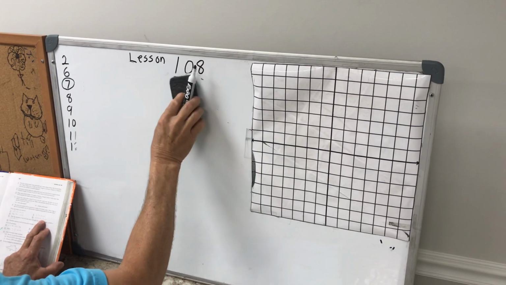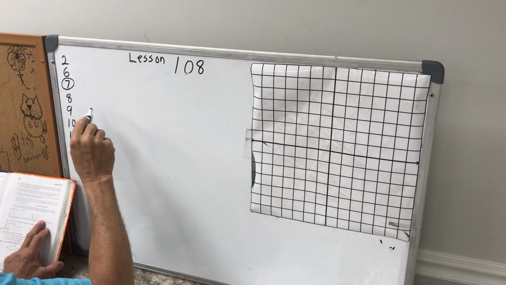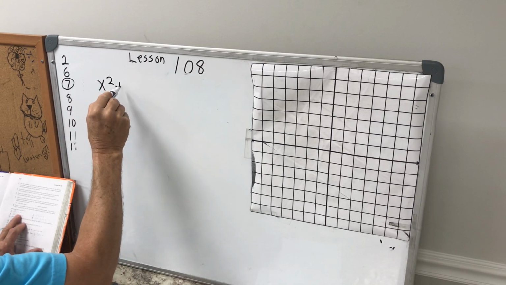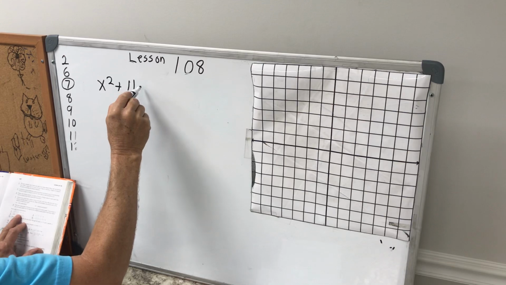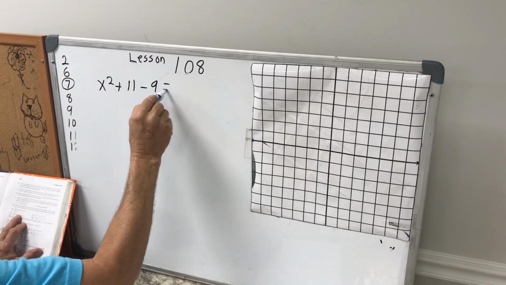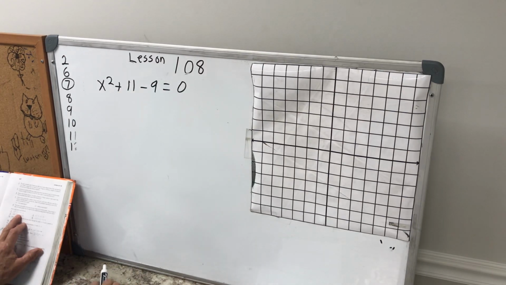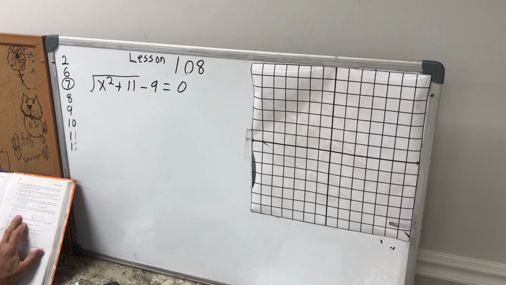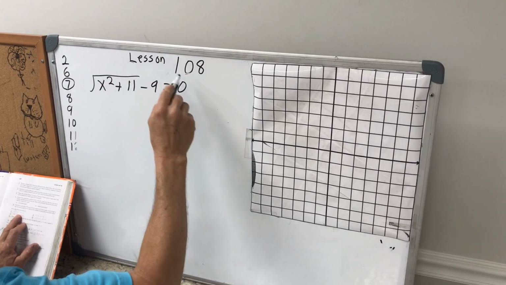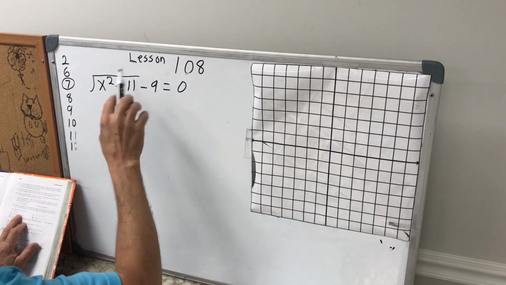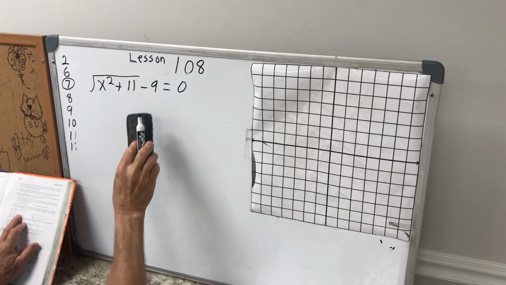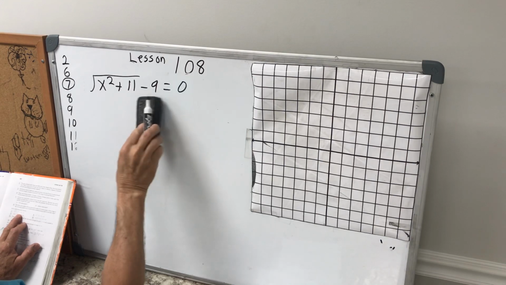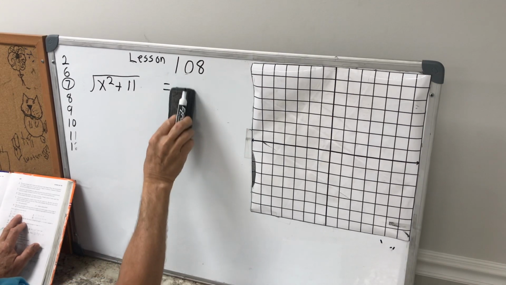So here we go, on number 7. This is the tough one. The square root of x squared plus 11, minus 9 equals 0. That's right. Okay, we will just simply put the 9 on the other side. I need to use all my room as carefully as I can here. So that's going to be a positive 9. You agree with that? Positive 9.